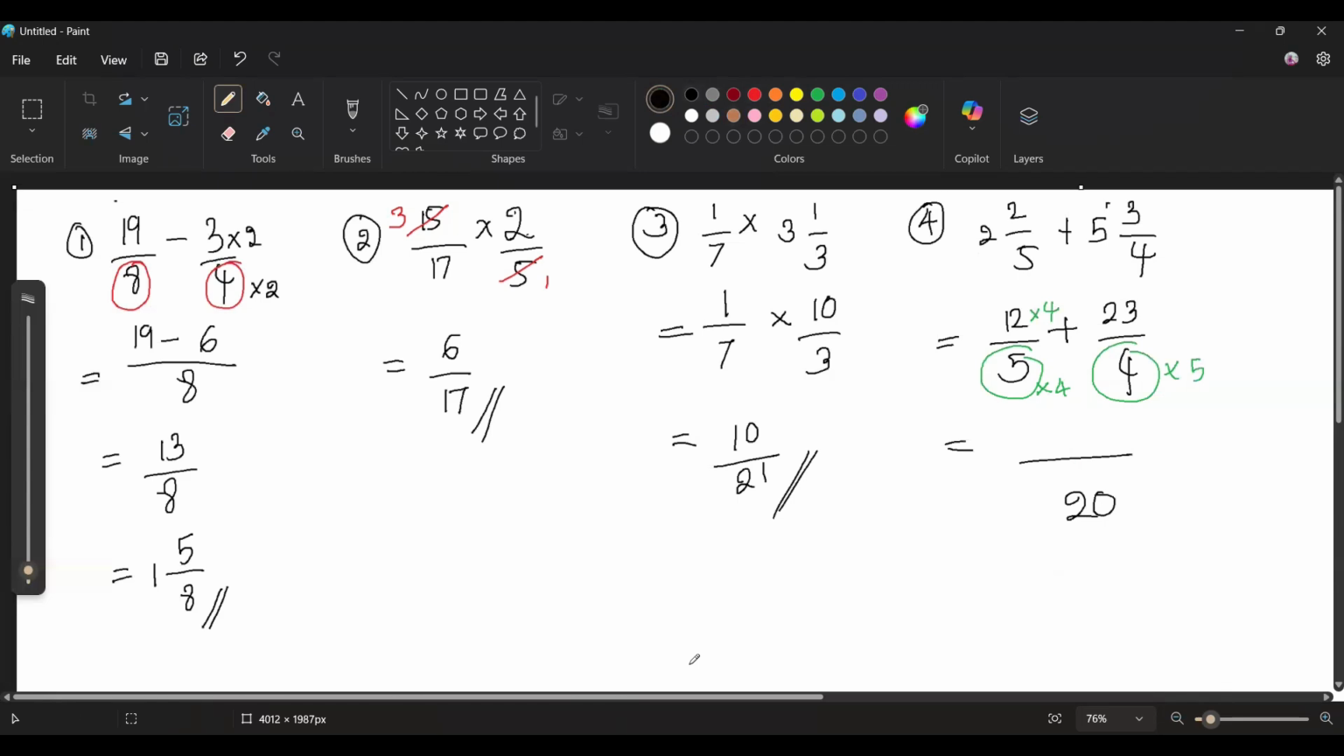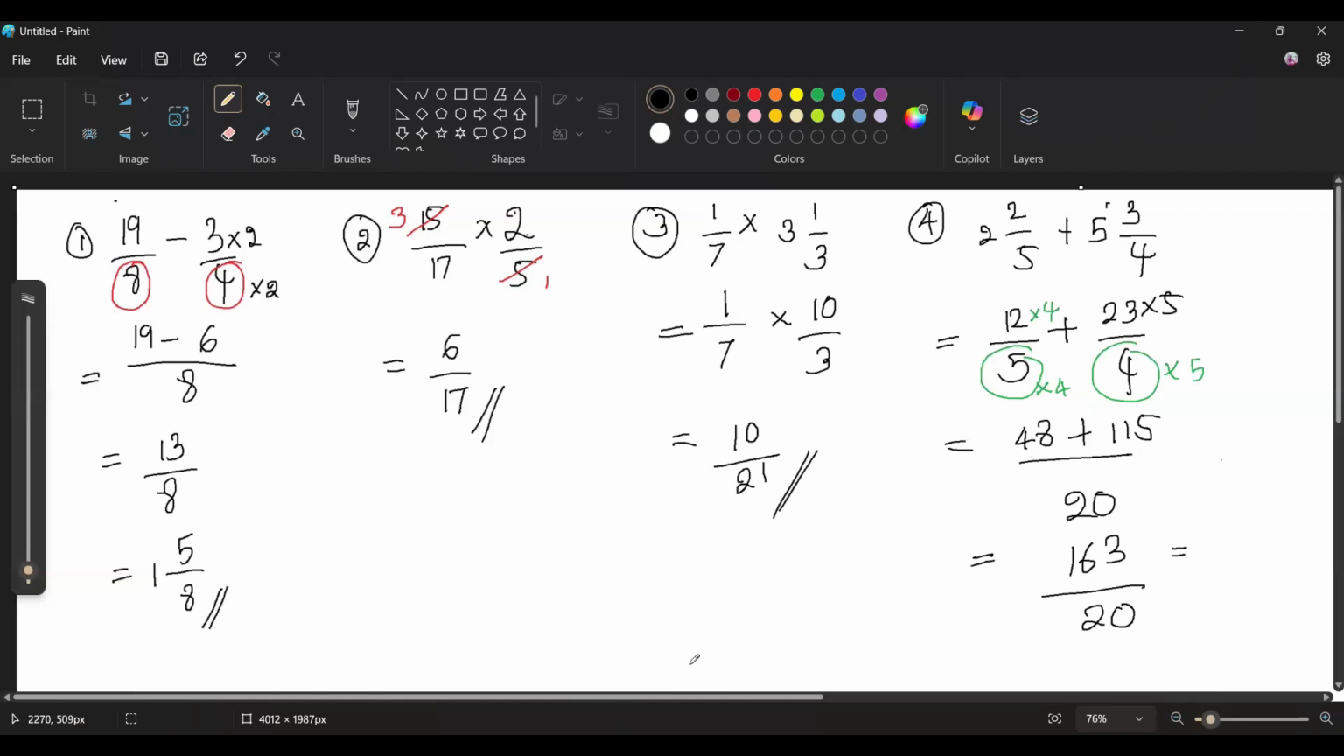12 into 4, 48. 48 plus. This value should be multiplied by 5, so here also multiplied by 5. 23 into 5, 115. Yes, 48 plus 115. What is the value? 163. So answer 163 over 20. Is that correct? Yes.